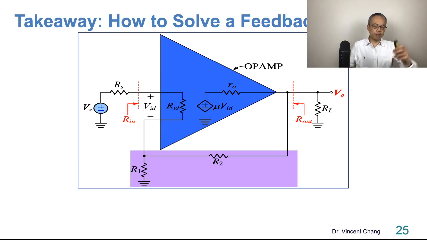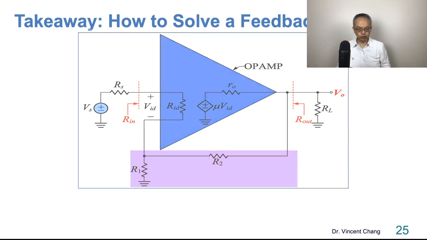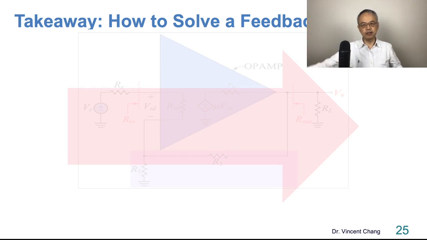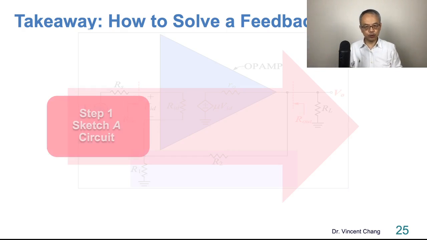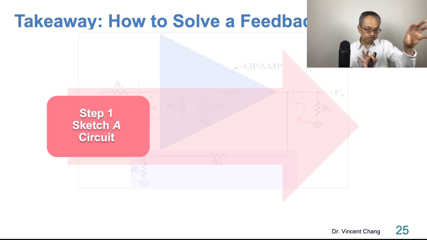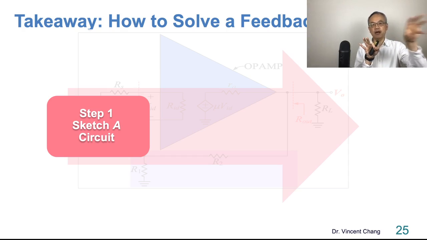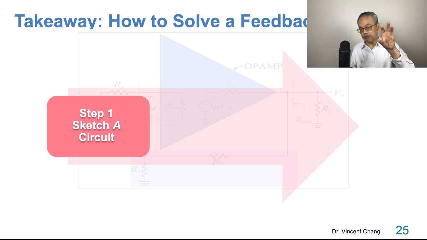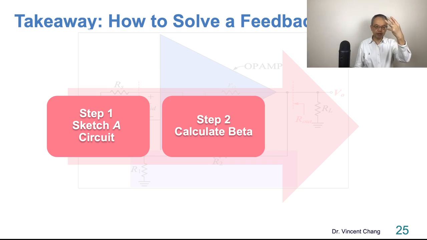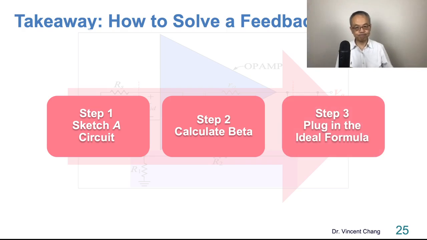So how to solve a practical feedback amplifier? Once you identify it's the series-shunt topology, three steps. Number 1, sketch the A circuit. But the trick is, sometimes the most challenging part is to find out the RA and the RB, the loading effect. Step number 2, calculate beta. The final step, plug in the ideal formula.